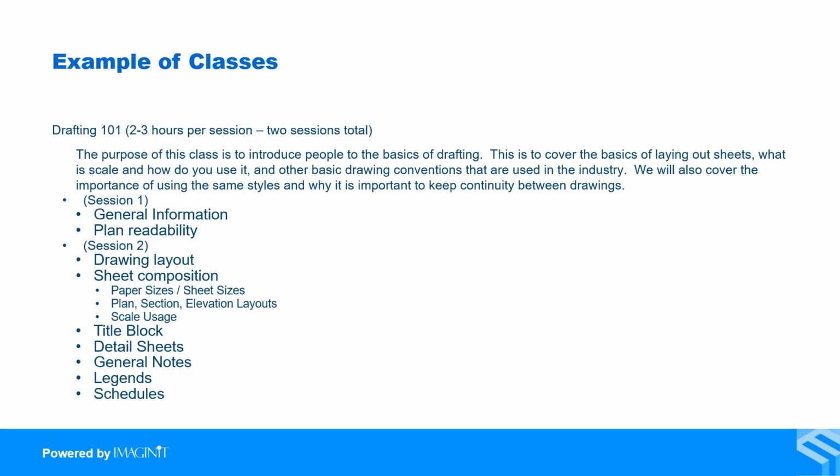Session 2, we talk about drawing layouts. We talk about sheet composition, in other words, paper sizes and sheet sizes, the difference between a plan, a section, and elevation layouts, scale usage, title block, detail sheets, general note sheets, legends, and schedules.